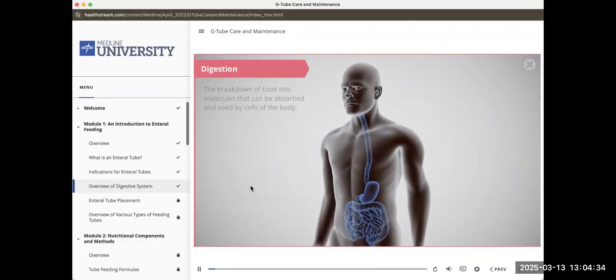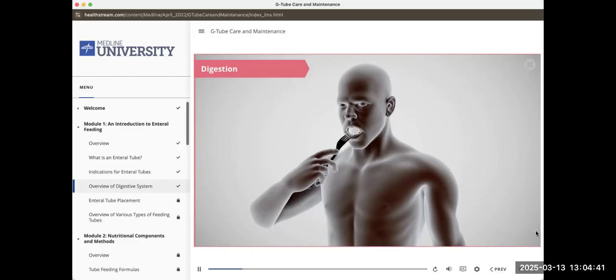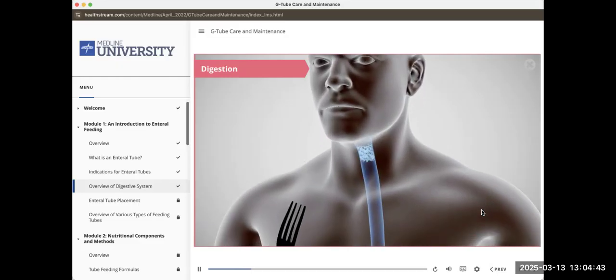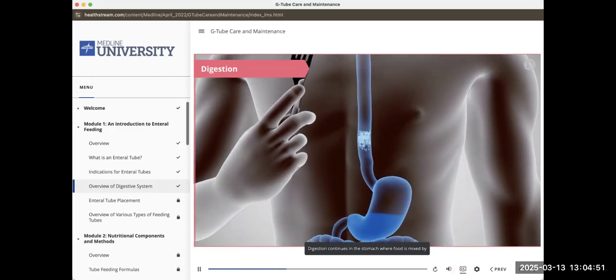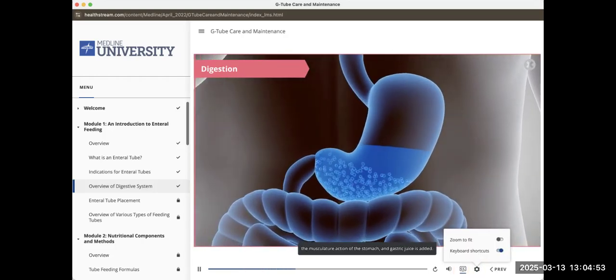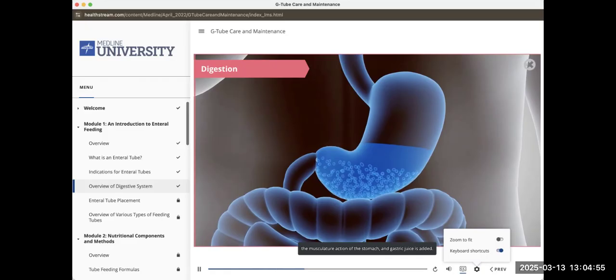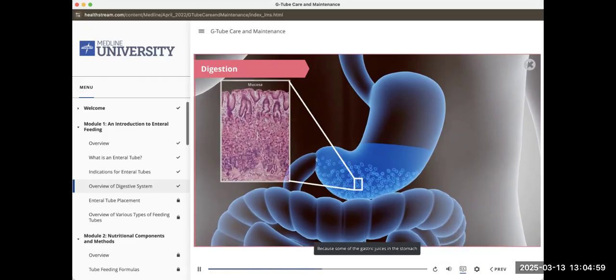Digestion is the breakdown of food into molecules that can be absorbed and used by cells of the body. Digestion begins in the mouth by the action of chewing and the addition of salivary glands, which initiates carbohydrate digestion. Digestion continues in the stomach, where food is mixed by the musculature action of the stomach, and gastric juice is added. Because some of the gastric juices in the stomach are acidic, the stomach does have a protectant called mucosa.